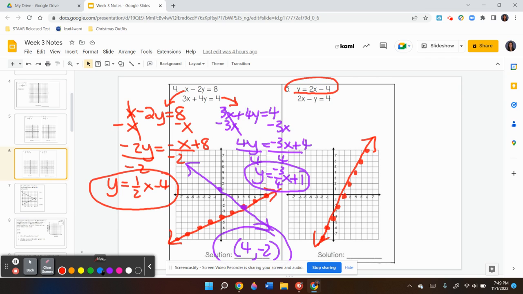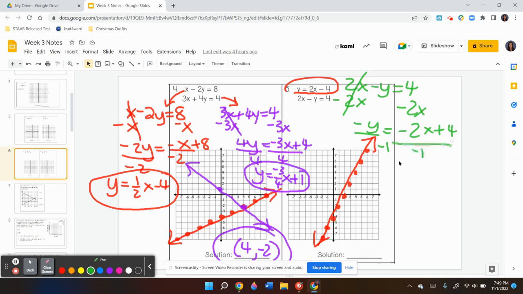Our next line is not in slope-intercept form, so we have 2x minus y equals 4. We need to move the x's over. You'll have -y equals -2x plus 4, and then we divide both sides by -1. So the second equation is y equals 2x minus 4. That means we go down to -4, and our slope is up 2 over 1. Those points lie on the same line that we already have.